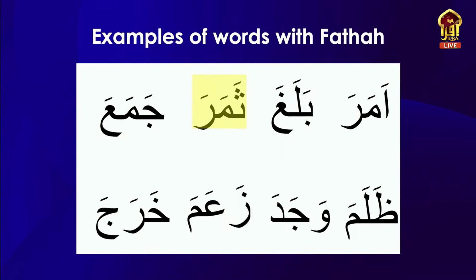So we'll recite all these words again. Amara, balagha, thamara, jama'a, ظلم, wajada, za'ama, kharaja.